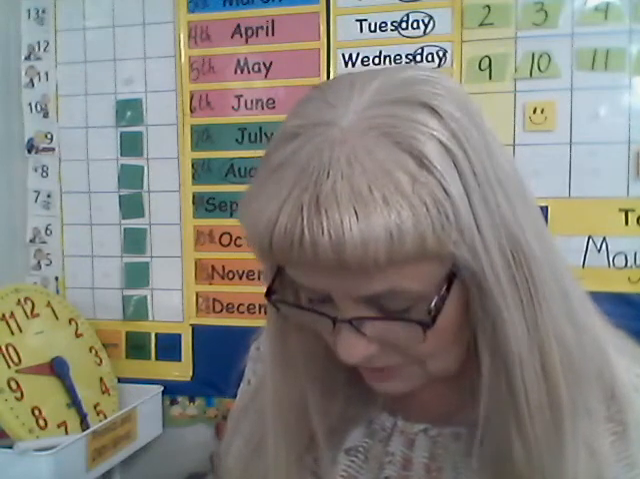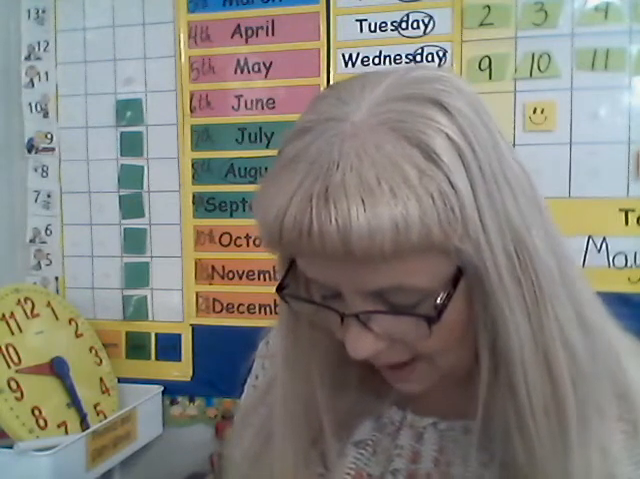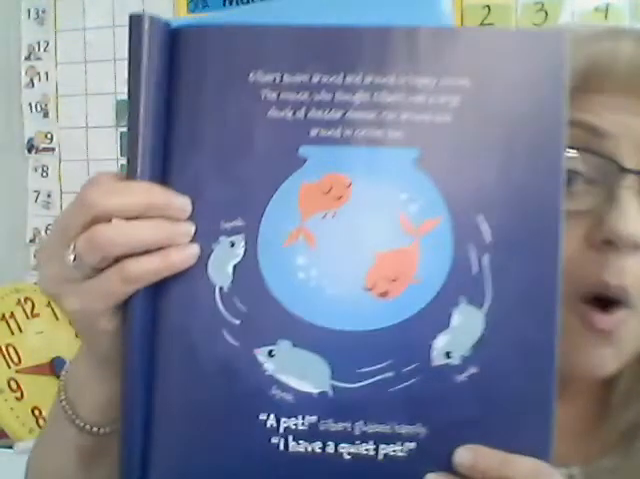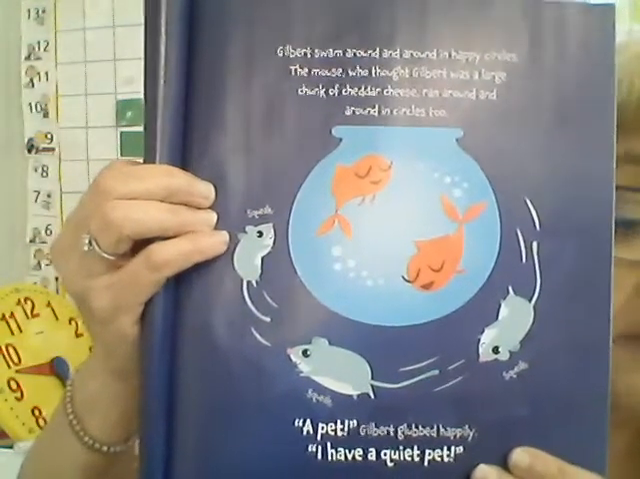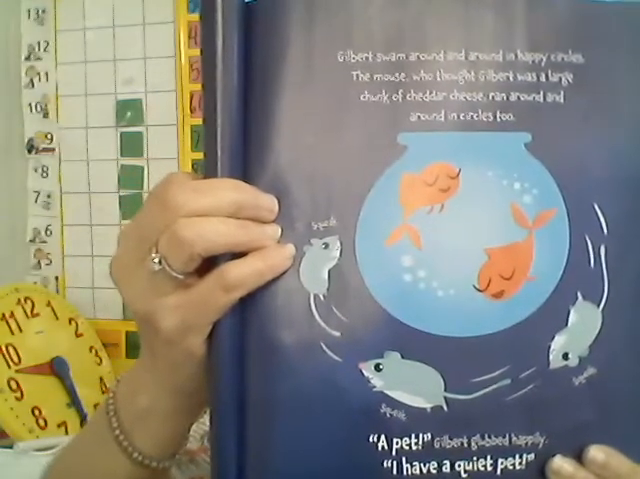The mouse, who thought Gilbert was a large chunk of cheddar cheese, ran around and around in circles too. Squeak, squeak, squeak. A pet! Gilbert glubbed happily. I have a quiet pet. Oh, but what does the mouse think he is? Yep, a large piece of cheddar cheese. Oh my gosh.